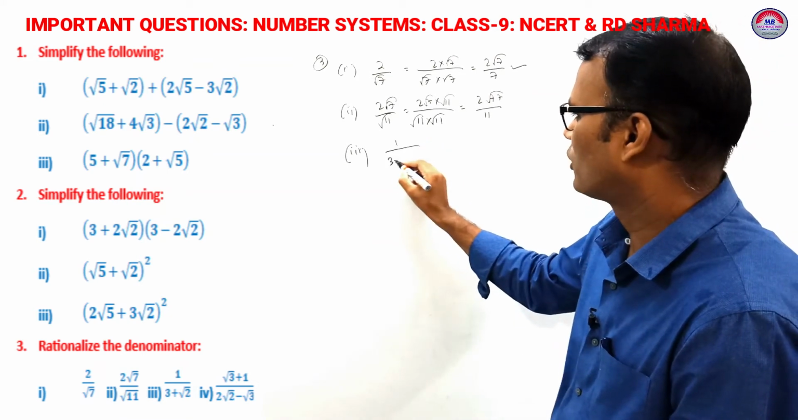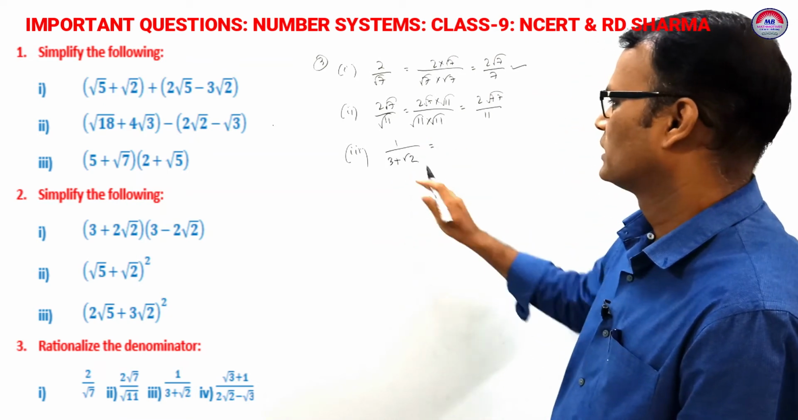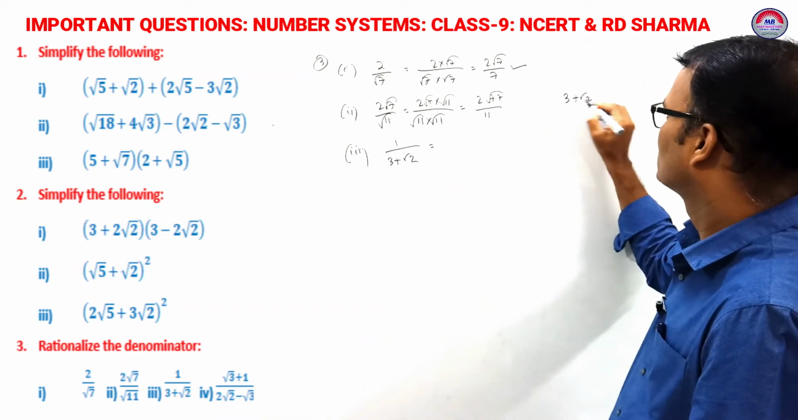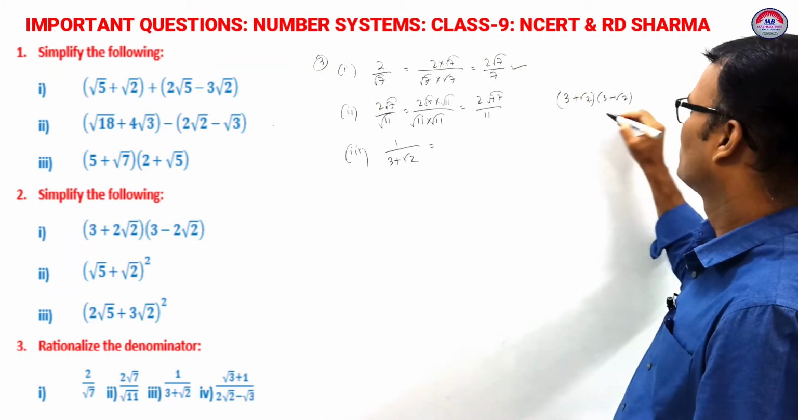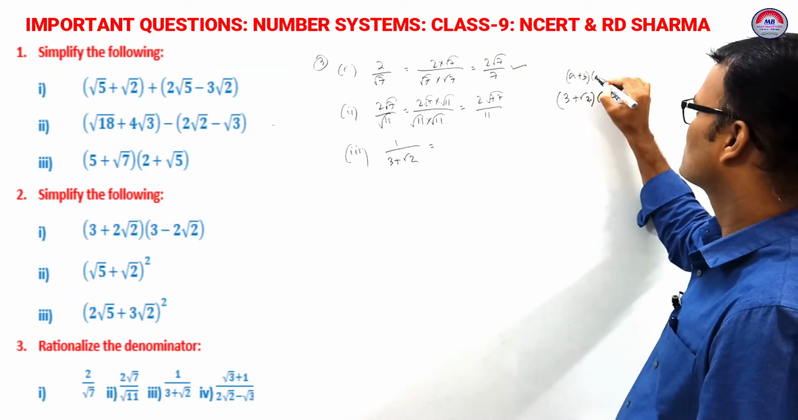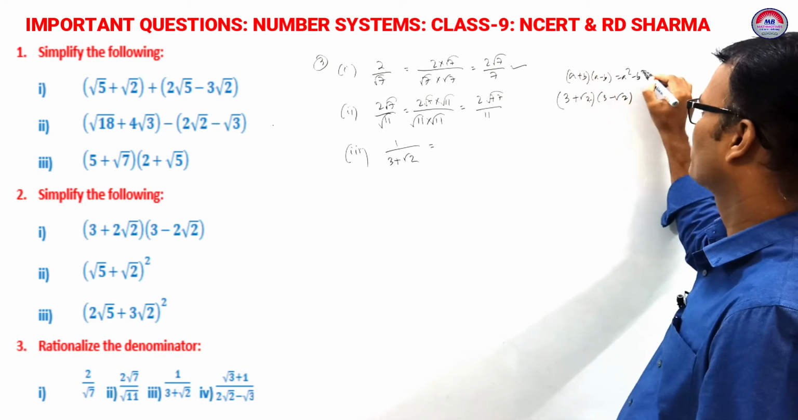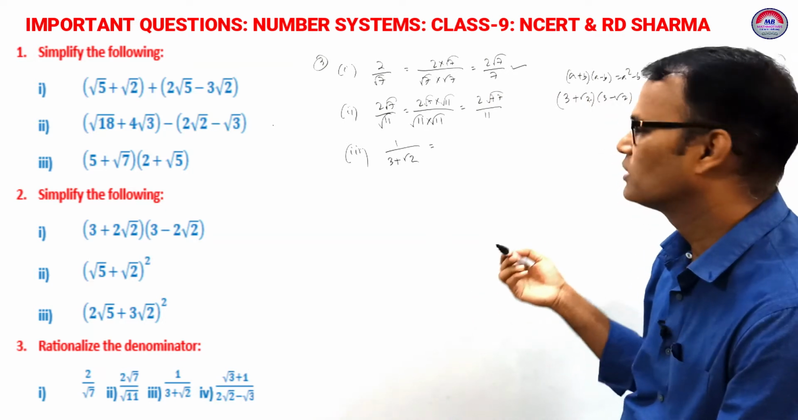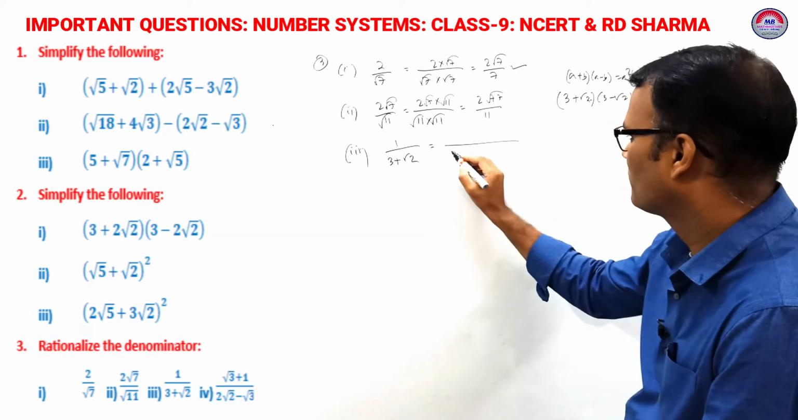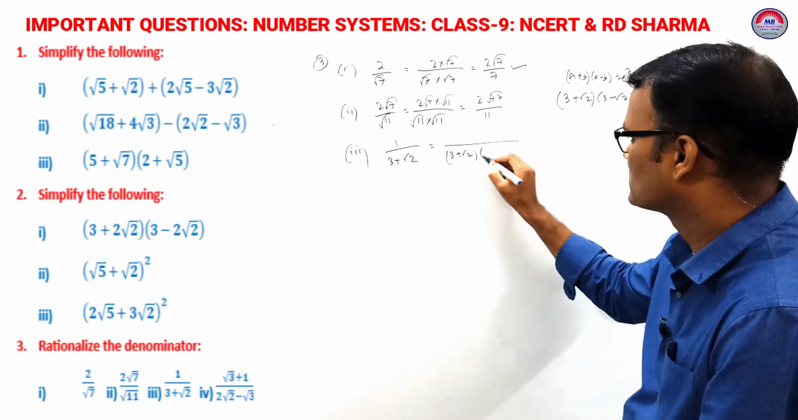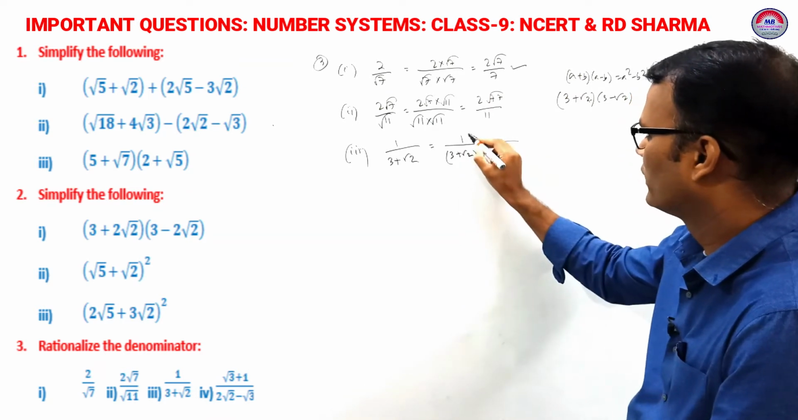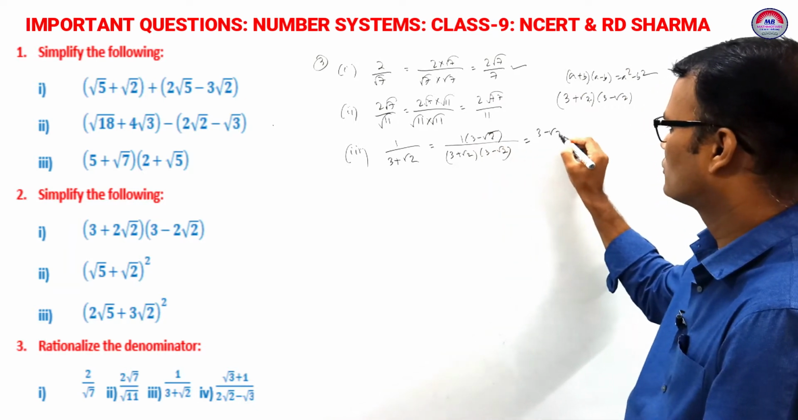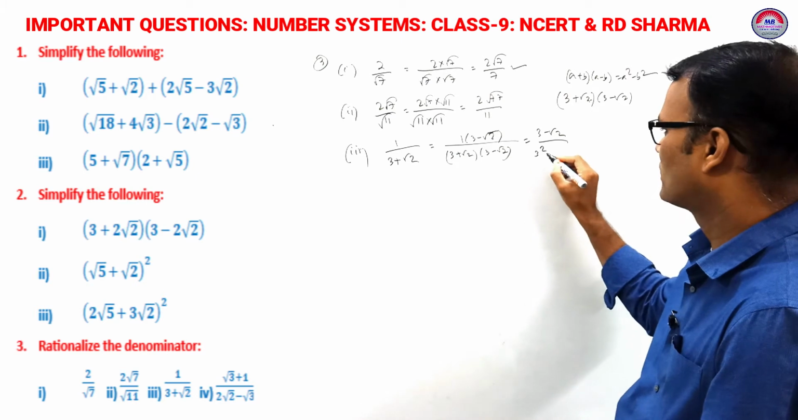Third, rationalize the denominator: 1 by 3 plus root 2. Okay, 3 plus root 2 is in the denominator. So we have to multiply by 3 minus root 2. Why? Because a plus b into a minus b is equal to a square minus b square. If we change this to a square minus b square, then it will rationalize. See, it is 3 minus root 2, 1 into 3 minus root 2. So the answer is 3 minus root 2 divided by a plus b, a minus b: 3 square minus root 2 square.